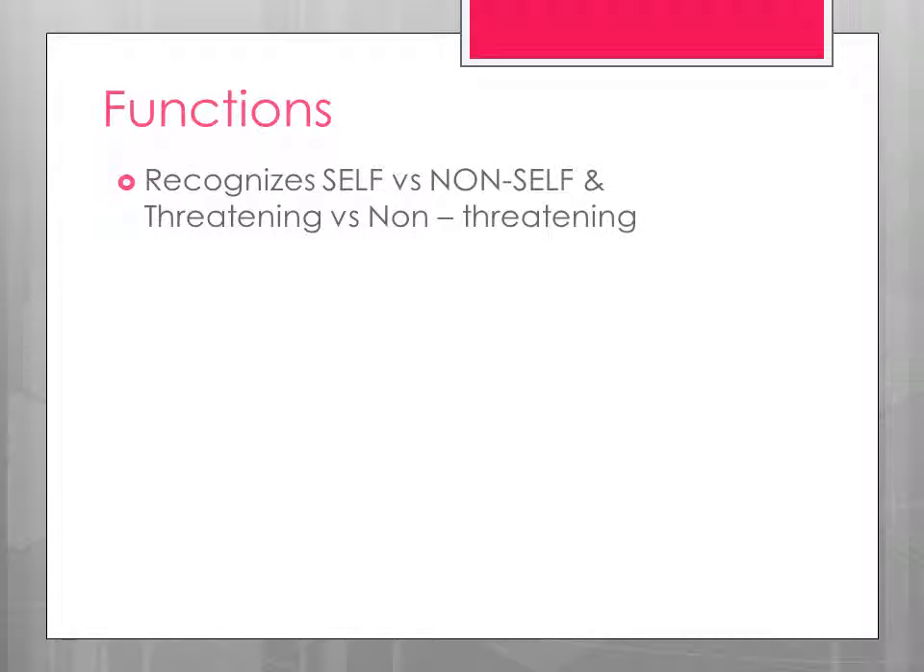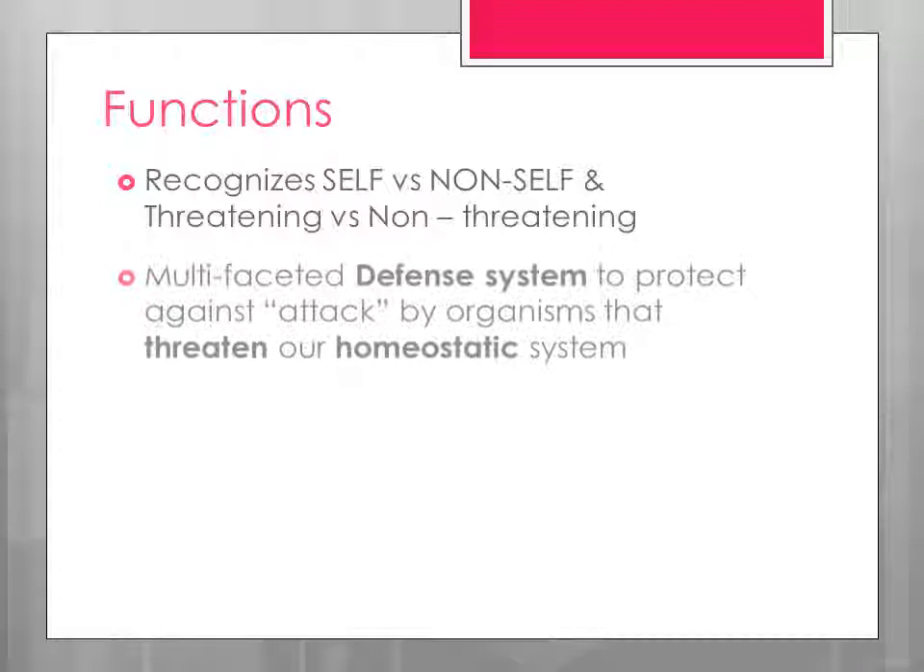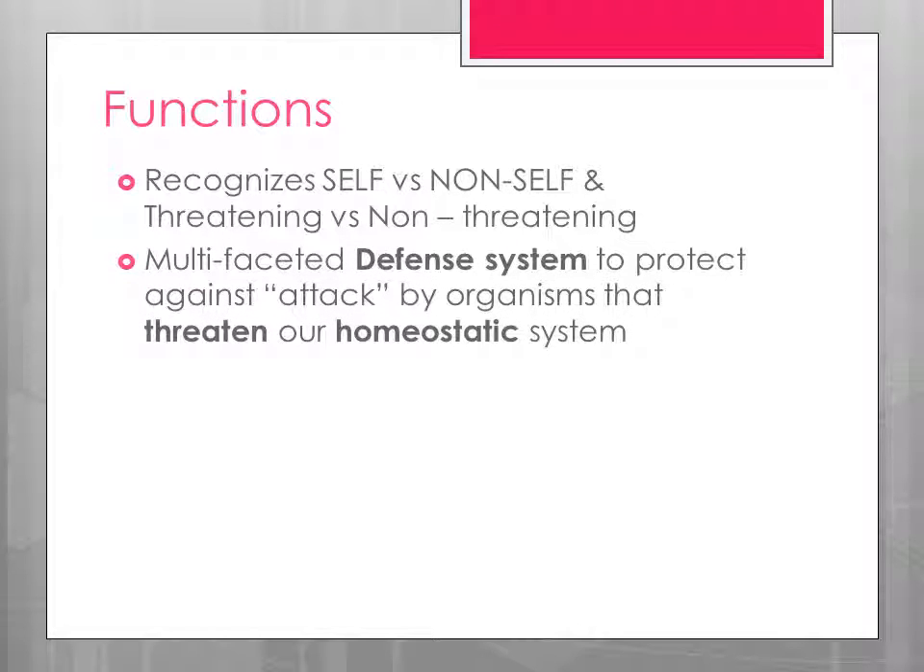The first of which is to recognize self versus non-self and threatening versus non-threatening particles. Because if your immune system can't recognize what's threatening against what's not threatening, then it really doesn't have a job, does it? The second function is it's a defense system and it protects against attack by organisms that threaten homeostasis. Homeostasis is just the balance that our body has in order to keep us alive, and it occurs in many different functions, and the immune system being one of them.